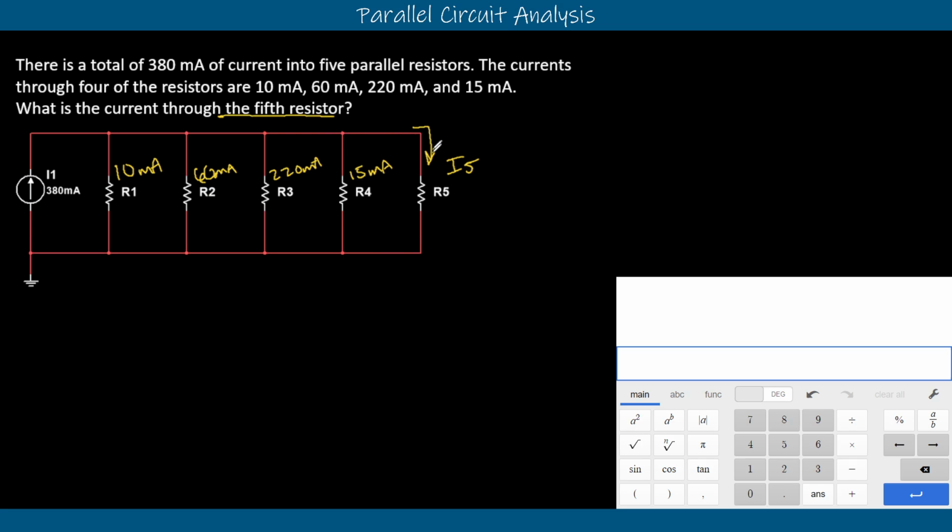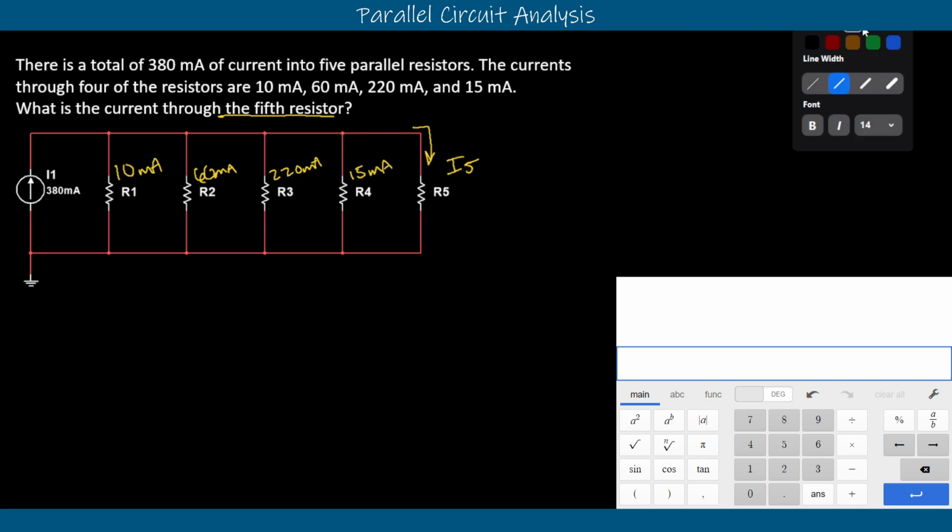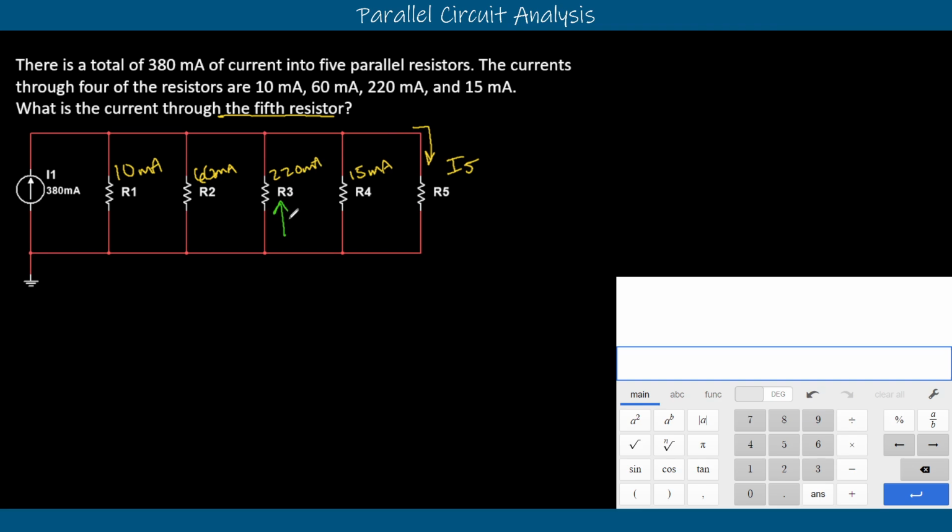But the other ones here, we can kind of compare to each other. We can say, well, R3 must be a really small resistor, because it has the most current. Out of 380, it got 220 milliamps. Right? That's quite a bit. We can also say that R1 is probably the biggest resistor, right? Because it has the least amount of current. R4 is probably a little bit smaller than R1. R2 is somewhere in between R3 and R4, right? Somewhere in the middle there.